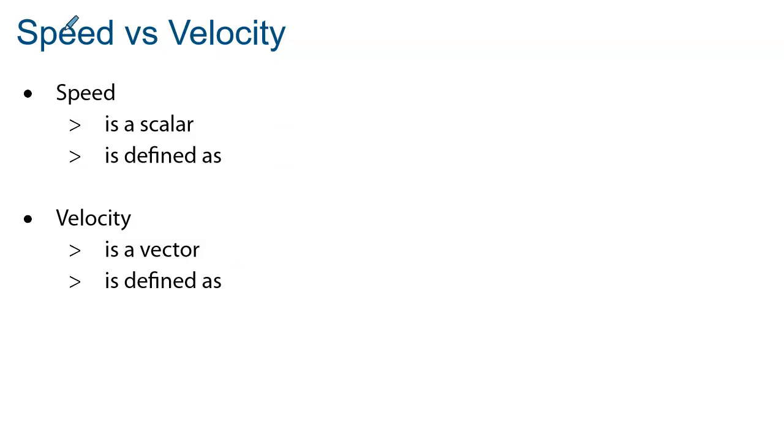And then there's a difference between speed and velocity. Speed is actually a scalar quantity, and it will be defined as the distance traveled divided by the time elapsed.